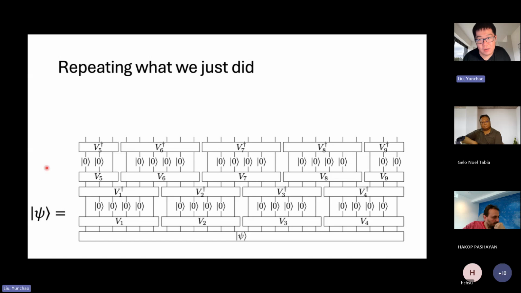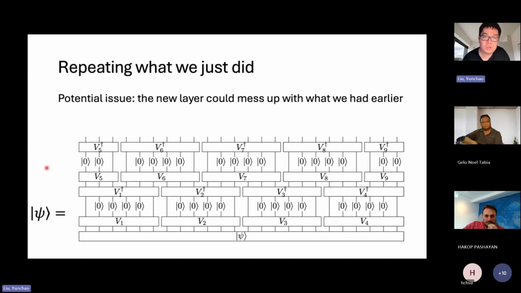And now this gets a little bit complicated, and there could be some potential issue, which is the new layer could even mess up with what we had earlier, right? Remember what we had earlier was that we argued that for these qubits, we can reconstruct them because of the circuit in the backward light cone. But now we had done something on top of it. And now these qubits live here, and it's sort of unclear what's going on anymore.